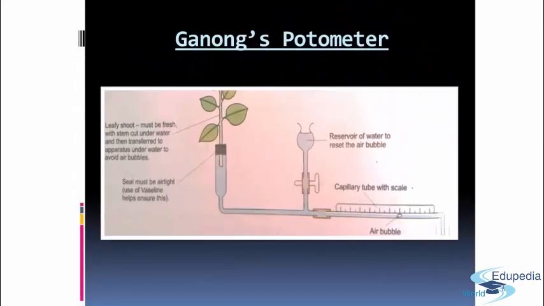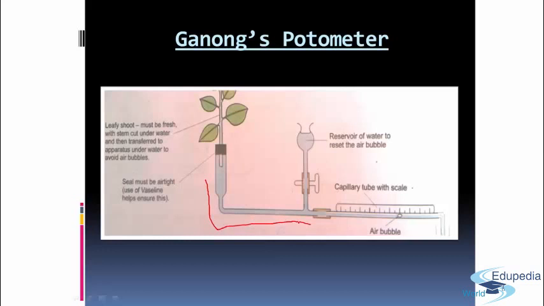First, we will discuss Ganong's potometer. Now, a twig of a plant is inserted inside the side of a tube of Ganong's potometer. See, you can see that a twig of a plant is inserted inside this potometer. The entire apparatus is filled with water. See, this apparatus is filled with water to avoid airspace.